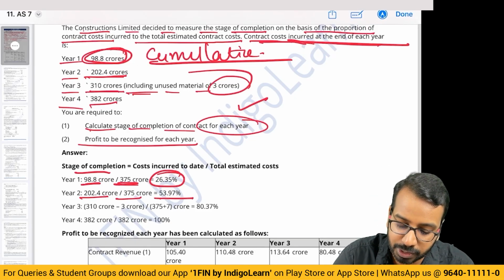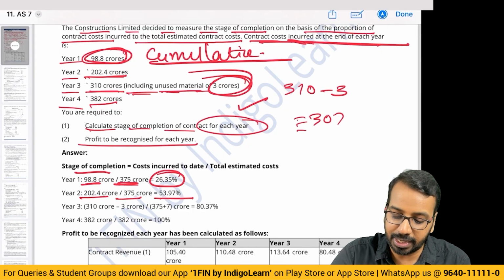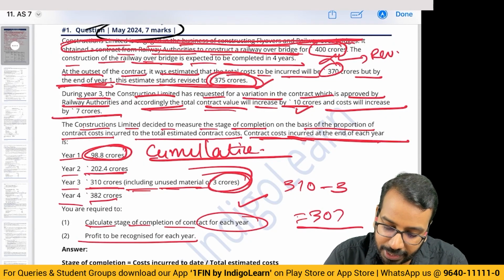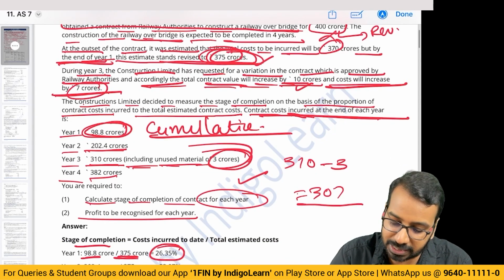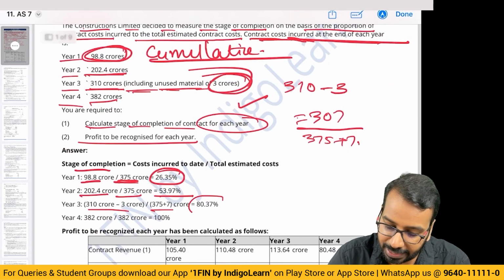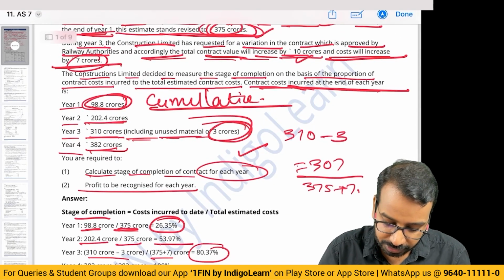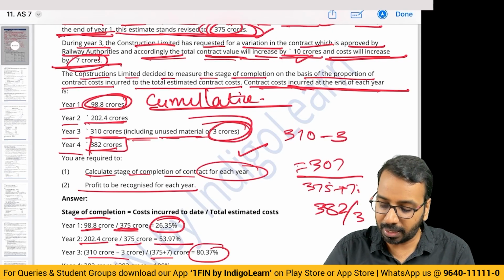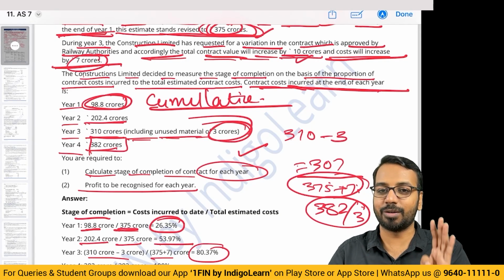Third year, 310 crores including unused material of 3 crores. So 310 minus 3, that is 307 divided by end of year 3. The total contract value will increase by 10, cost will increase by 7. So our estimate was 375 plus 7. So 307 divided by 375 plus 7. This is your number 80.37. And in the last year, fourth year, we have incurred how much? 382. Now don't do 382 divided by 300. It's already 382, 5 and 7. But even if this number does not match, fourth year completion will always be 100%. Fourth year completion will always be 100%.